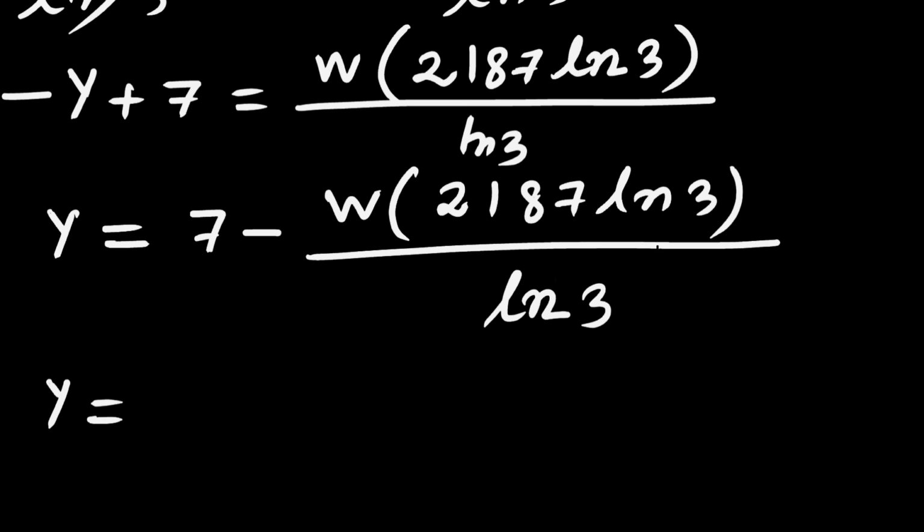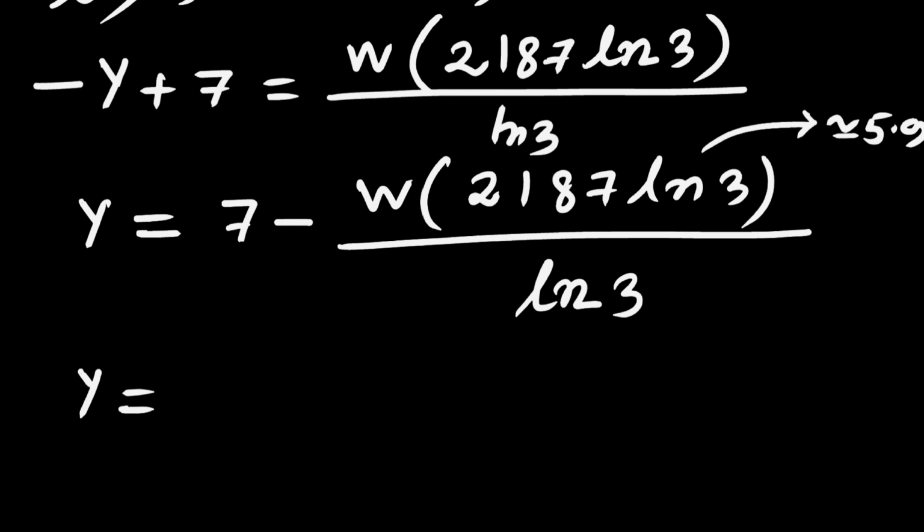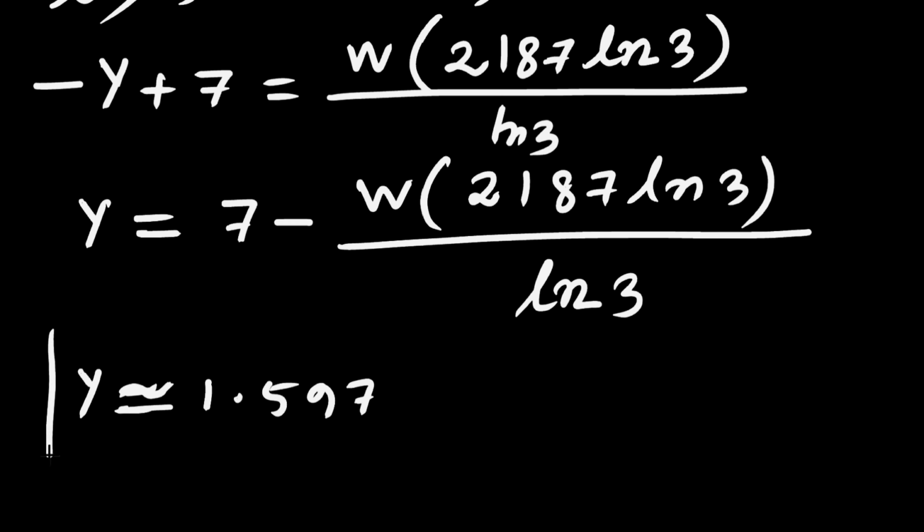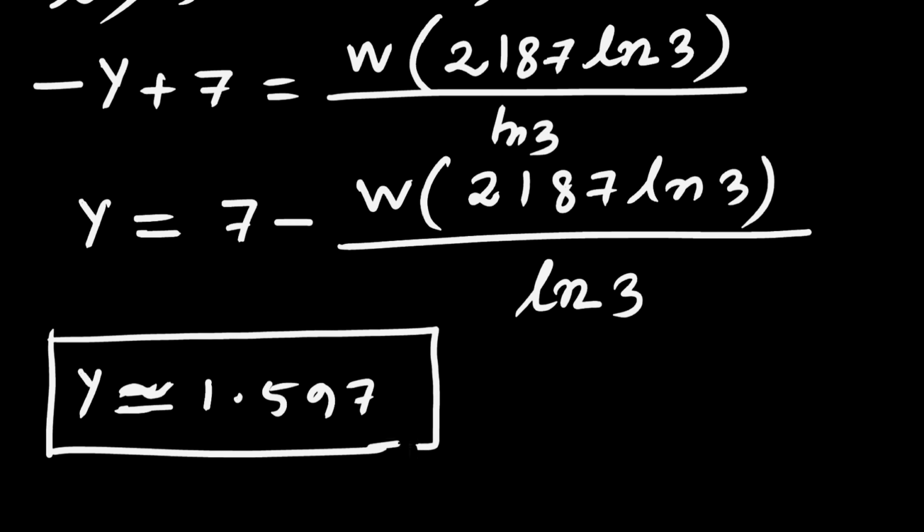Using a calculator or mathematical software, we find that Lambert W of (2,187 times natural logarithm of 3) is approximately 5.9367. Substituting that value gives y approximately equals 1.597. So our final answer is y approximately equals 1.597. Pretty amazing, right?